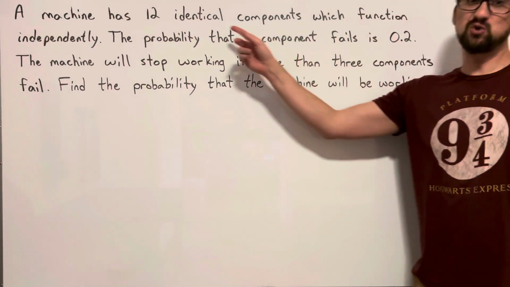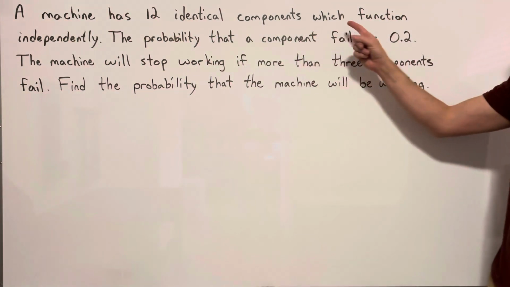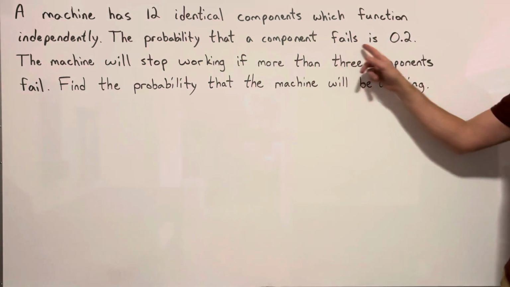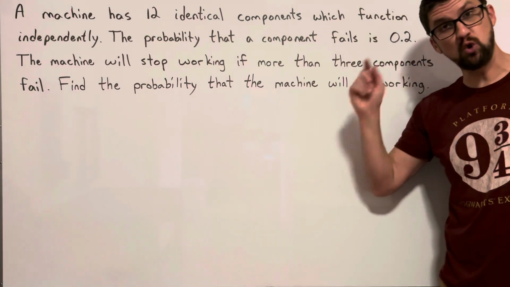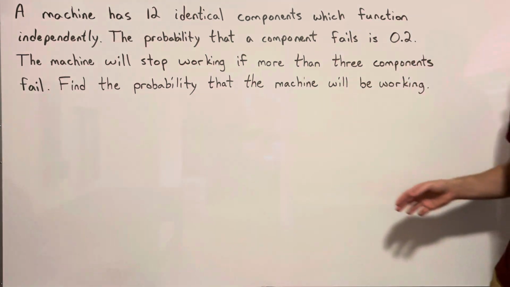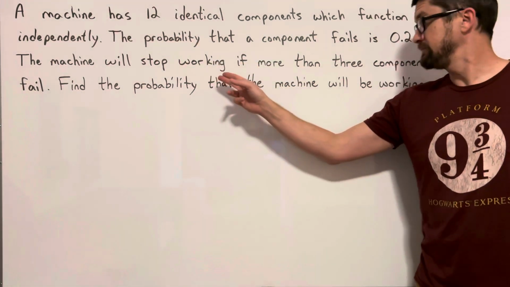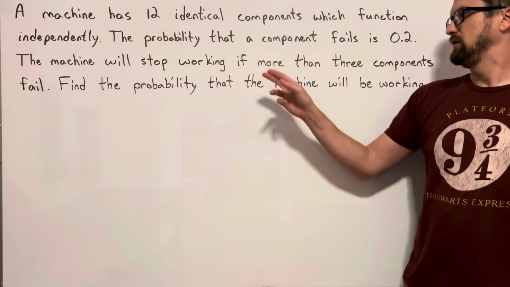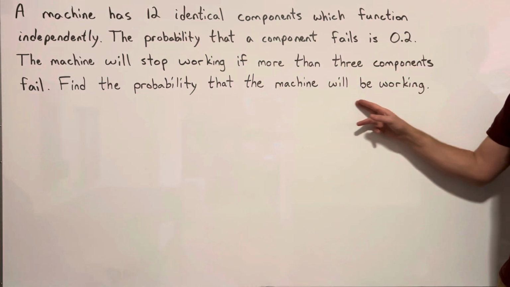A machine has 12 identical components which function independently. The probability that a component fails is 0.2 or 20%. The machine will stop working if more than 3 components fail. Find the probability that the machine will be working.